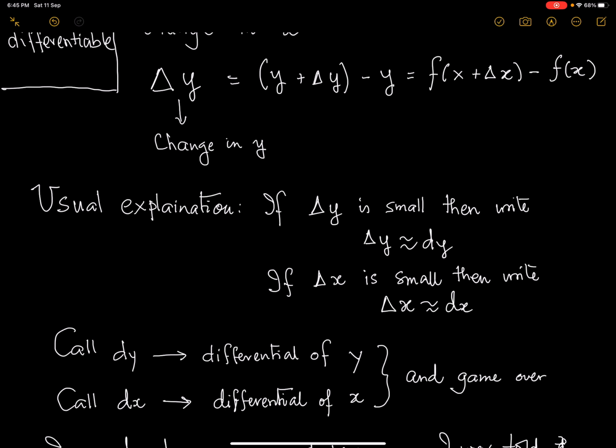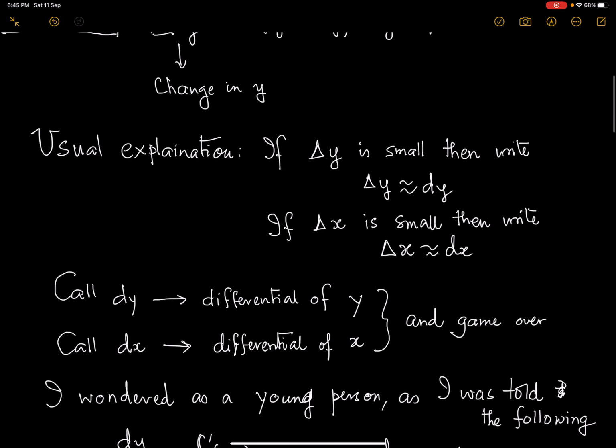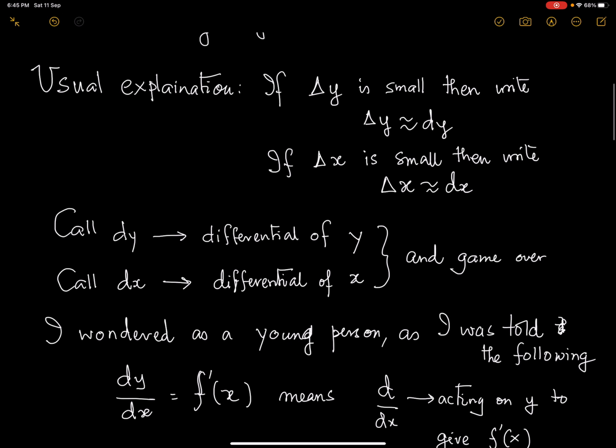If delta x is small, we will call it dx. When I looked up the differential of a function on YouTube, I looked at the first video, and exactly that was what they were writing. So we call dy the differential of y and dx the differential of x. This game is over because delta y and delta x are more or less the same. Now you know that the derivative is nothing but the limit of delta y by delta x as delta x goes to 0.